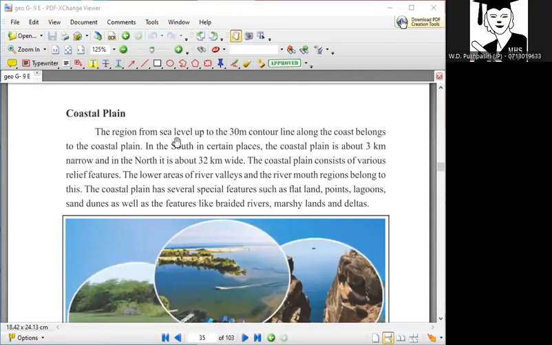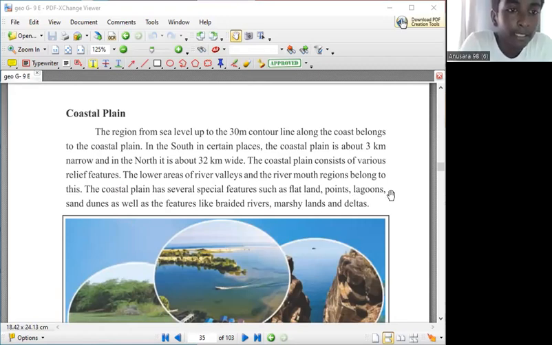Anusara, can you read this coastal plain? Yes, sir. The region from sea level up to the 30 meter contour line along the coast belongs to the coastal plain. In the south, in certain places, the coastal plain is about 3 kilometers narrow, and in the north, it is about 32 kilometers wide. The coastal plain consists of various relief features. The lower areas of river valleys and the river mouth regions belong to this. The coastal plain has several special features such as flat land, points, lagoons, sand dunes, as well as features like braided rivers, marshy lands, and deltas.